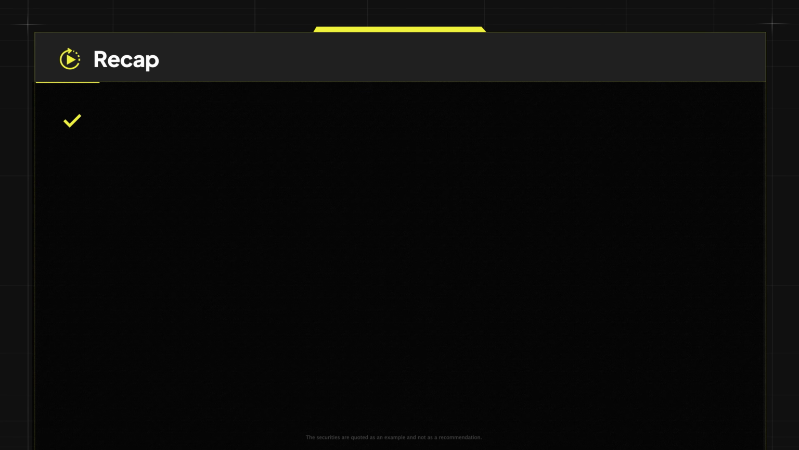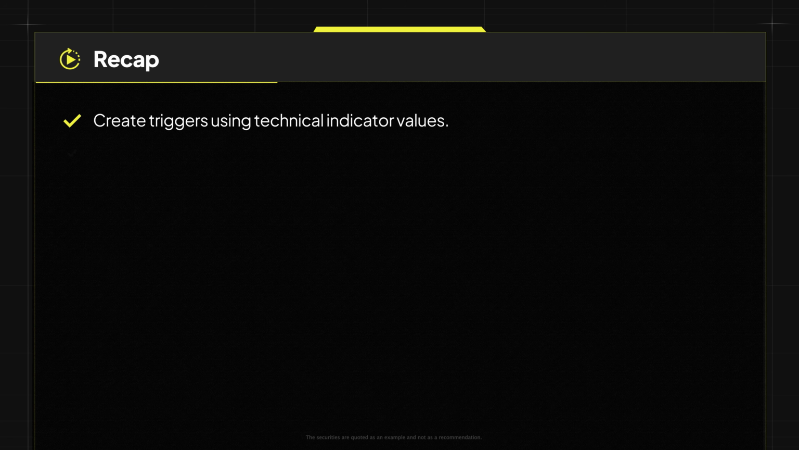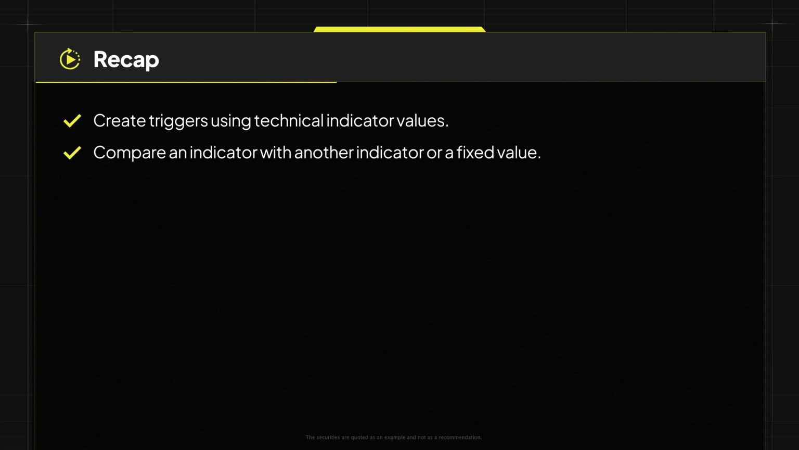Let's recap. Indicator-based triggers allow you to create conditions based on the values of technical indicators. You can configure triggers either by comparing one indicator with another indicator or by comparing an indicator with a fixed value.